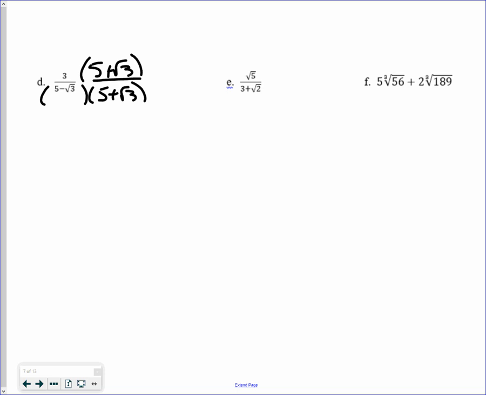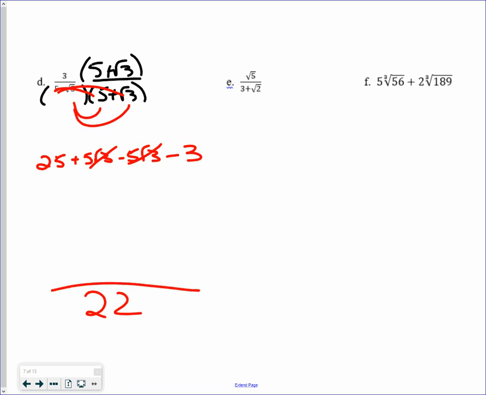Foiling. You're going to FOIL the bottom. So I'd take 5 times 5, which is 25. 5 times a positive square root of 3. 5 times a negative square root of 3. And a negative times a positive would be a negative 3. Those two cancel, leaving 22 as the denominator.